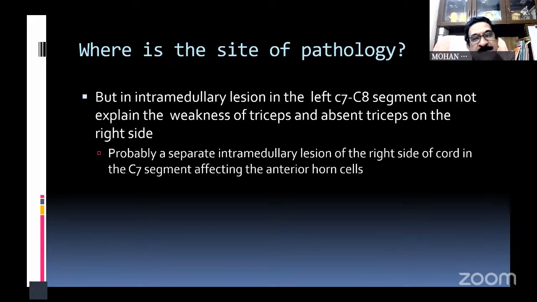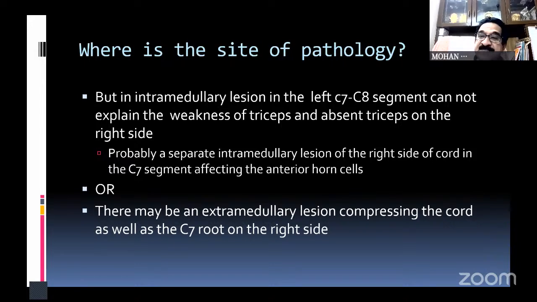Okay, so probably then you have to think of a separate intramedullary lesion on the right side of the cord. That is one possibility: C7 segment affecting the anterior horn cells, as postulated. The same lesion cannot extend over to the right side, because in that case the left should invariably have been affected. Or there may be an extramedullary compression compressing the cord as well as the C7 root on the right side. The root is more compressed than the cord. That's also another possibility.